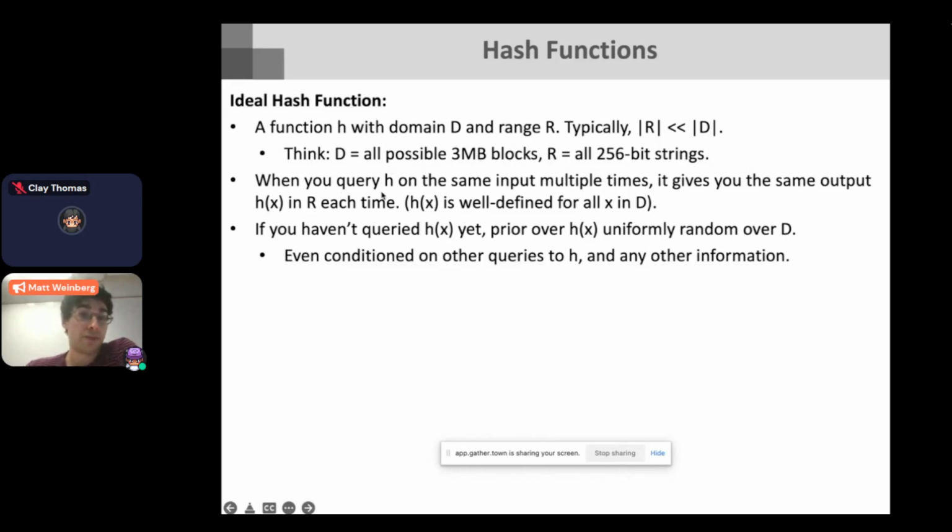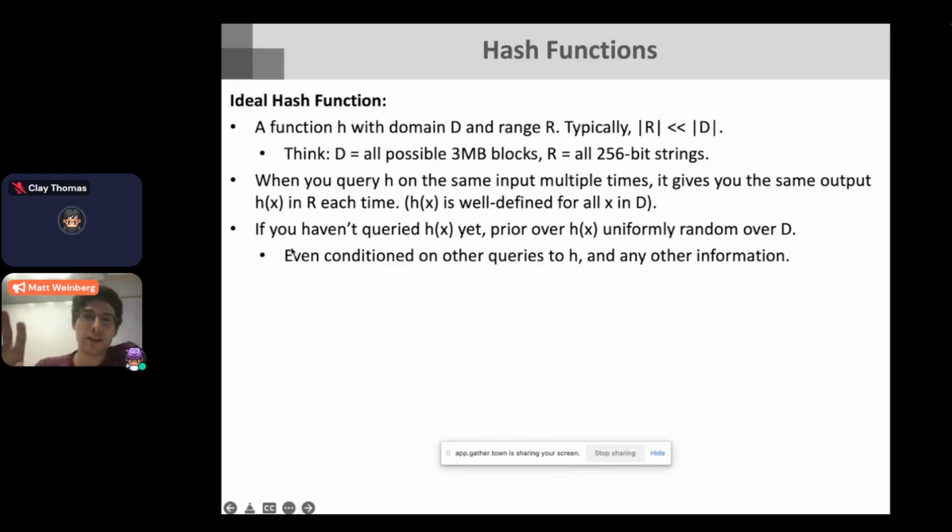Well, first it's a function, right? So if you query h on the same input multiple times, it should give you the same output. That's necessary. And the thing that makes it a hash function versus just any old function is that if you haven't queried h of x yet, then you believe that h of x is uniformly random over D. So it's basically a uniformly random function everywhere you haven't yet queried it, and anywhere you have queried it, it's still a function.